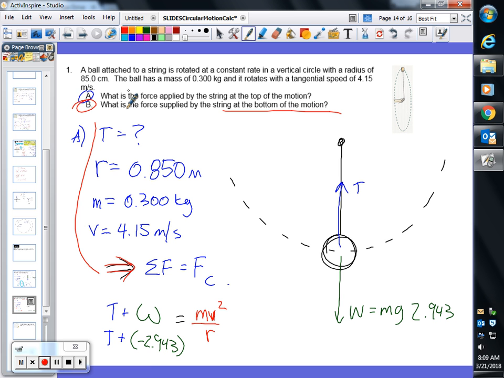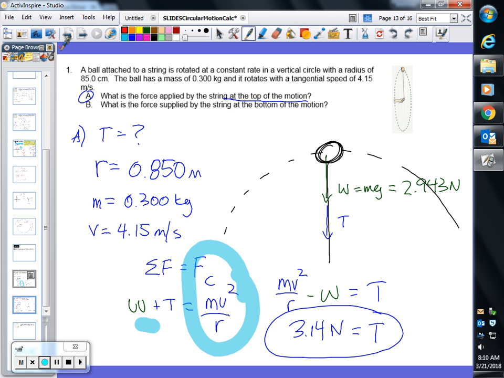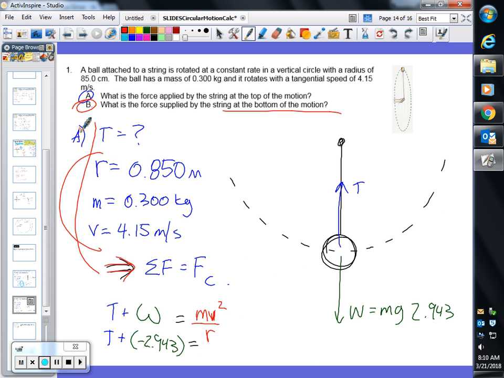Okay? M and V and R didn't change from the previous problem. So the right-hand side of this equation, mv squared over r, is still going to be the same as it was before. But now, to solve this problem, we would actually add that W force. Does that make sense? Yes, no, maybe? So this, sorry, I'm running out of room here at the bottom. Mass is 0.3, V is 4.15, and then R is 0.8. Square that velocity.